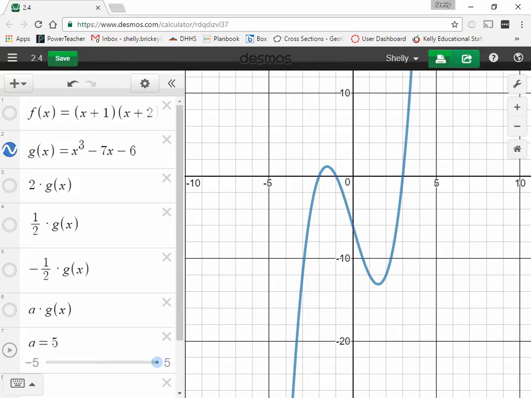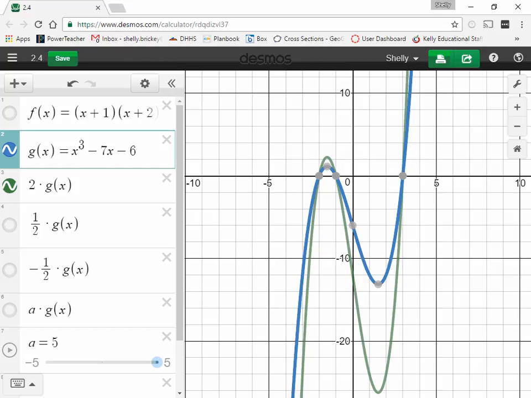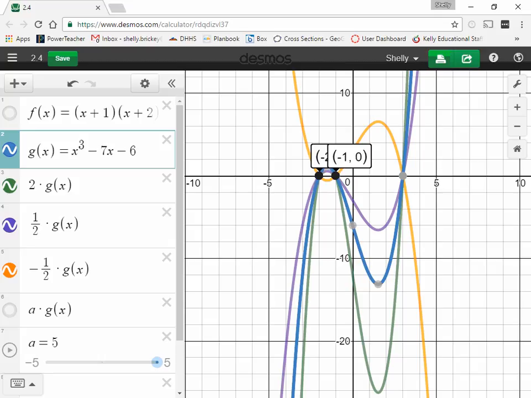Now g of x is not the only function. x to the third minus 7x minus 6 is not the only polynomial that goes through those three intercepts or has those three roots. There are many, many functions that do. Here's one shown in green. It's just the same function but stretched. Or here's one shown in purple, stretched by a factor of 1/2. The orange one also goes through these three points, those three zeros. It has a stretch of -1/2.